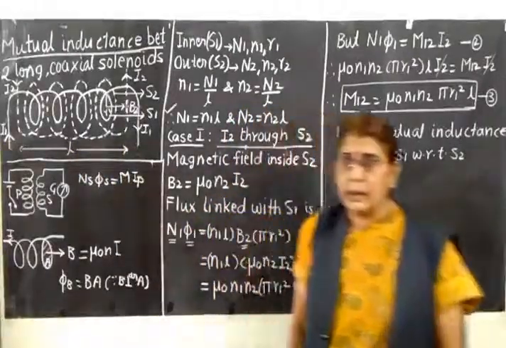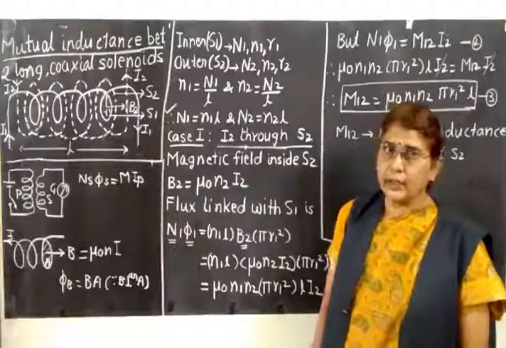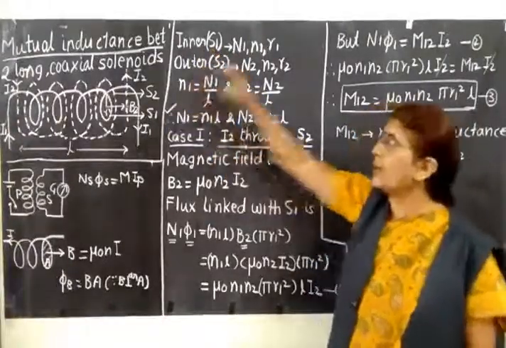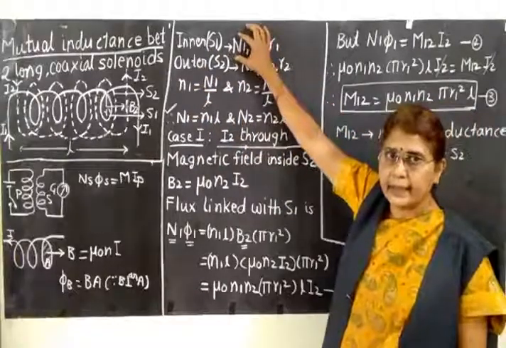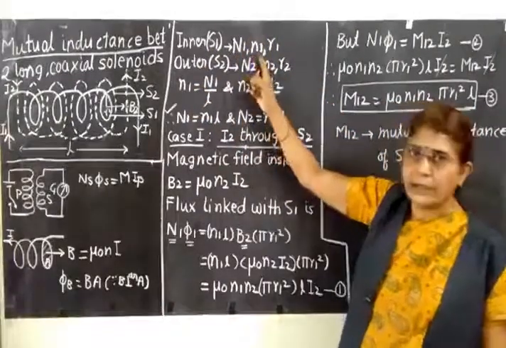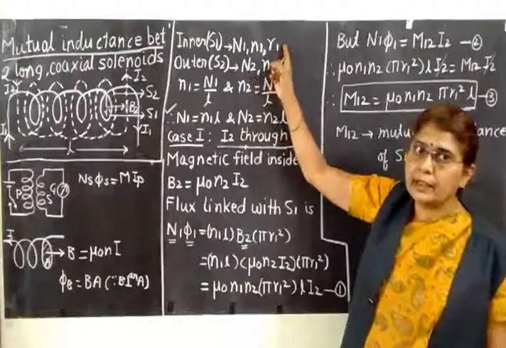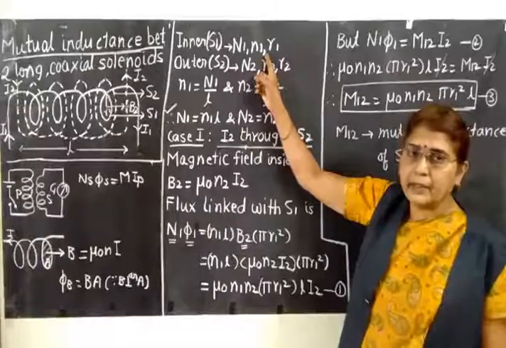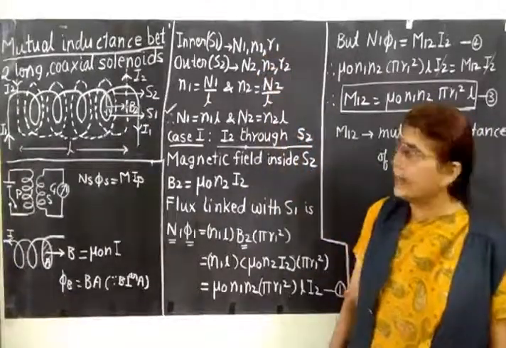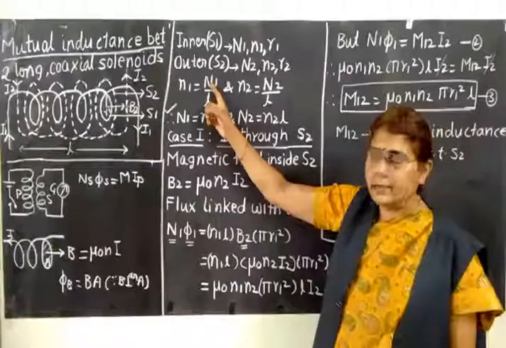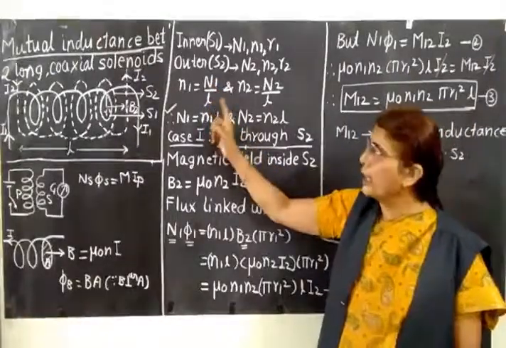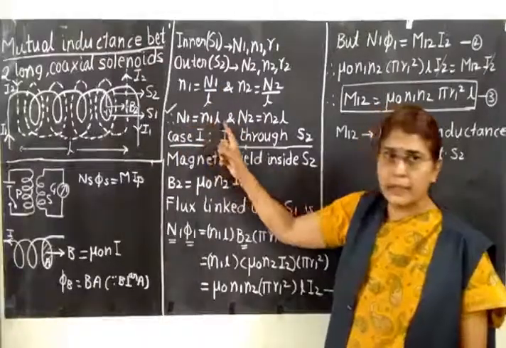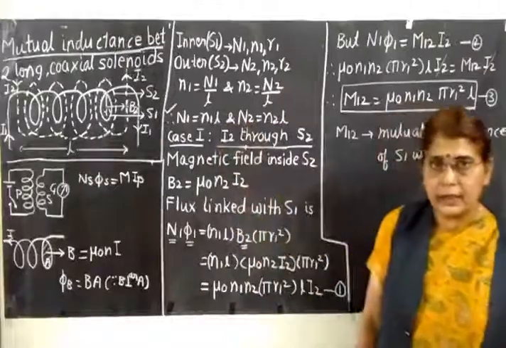Now let us write the number of turns for each solenoid. Let us take the first one, the inner solenoid S1. Total number of turns for the inner solenoid is N1. Number of turns per unit length is n1. Radius of the inner solenoid we shall call R1. So what is the value of N1? n1 is number of turns per unit length, so total number of turns N1 divided by the length, n1 equals N1 upon L. If you cross multiply, you will get the value of N1. What is N1? Small n1 into L. So this is for the inner solenoid.